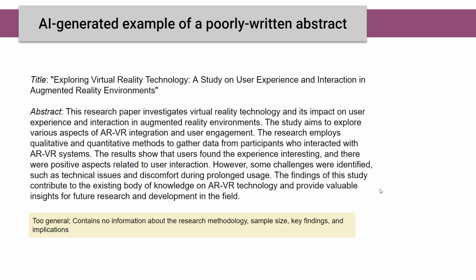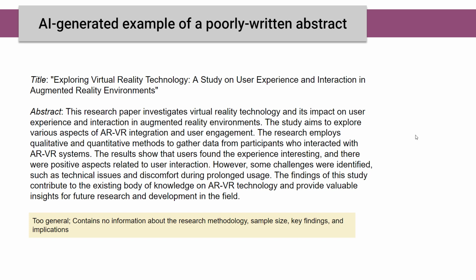Let's look at an AI generated example of a poorly written abstract. So I asked ChatGPT to write me an abstract on exploring VR and a study of UX and interaction in augmented reality environments. What ChatGPT actually produced for me is, in terms of language, perfect, but in terms of communicating what exactly the work did, it does not give me any information, right? It is too generic. It contains no information about research methodology.